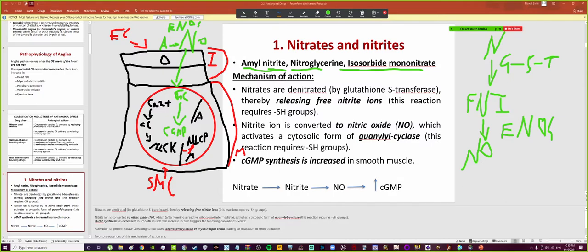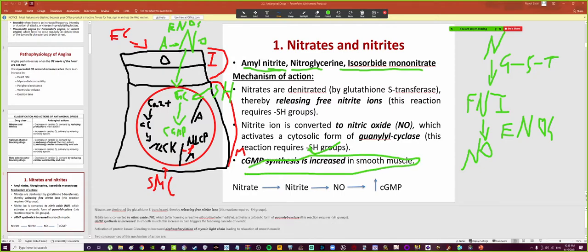But one more thing, it is going to require another sulfhydryl group, an SH group. Why? Because this nitric oxide needs the sulfhydryl group to activate guanylyl cyclase. So here it needs an SH group twice. And this is relevant to nitrate tolerance, one of the reasons for nitrate tolerance later on. And of course, everything I explained here is going to be the exact same thing.